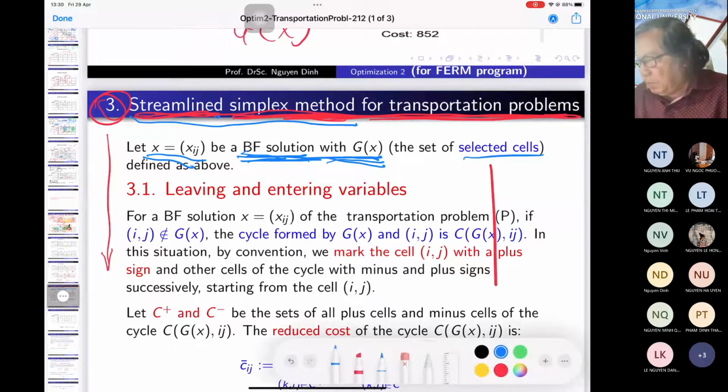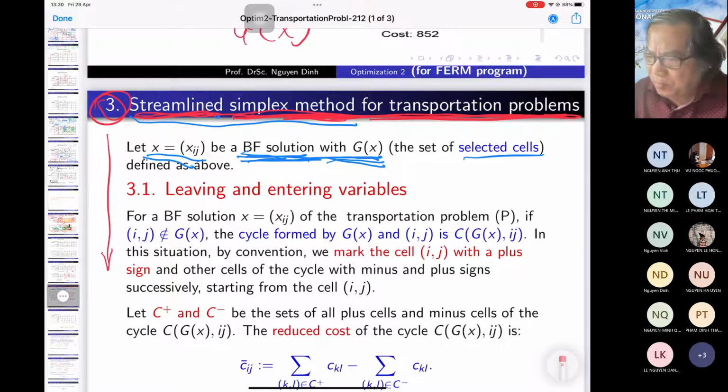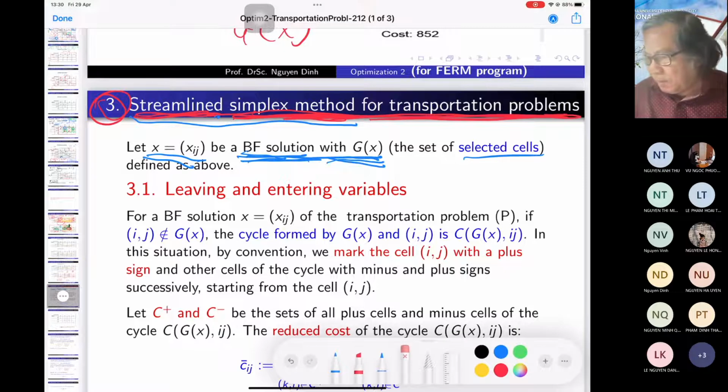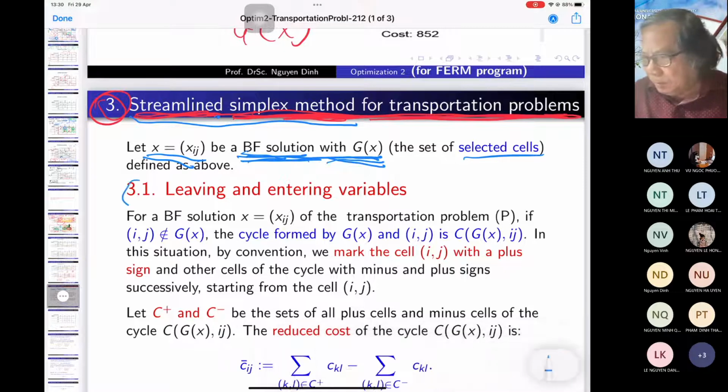It is usual for the simplex method. You need to find out the leaving variable, the entering variable, something like this. And now we see how we can find out the leaving variable.